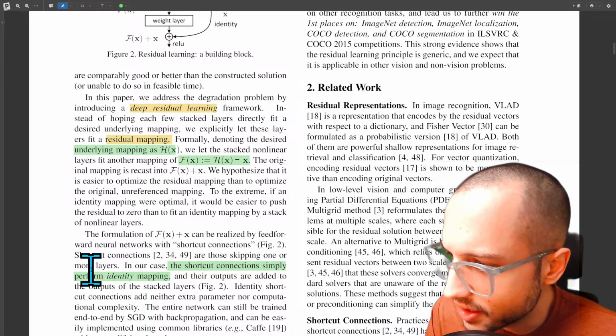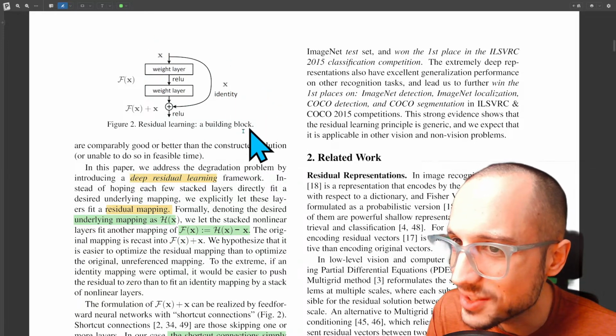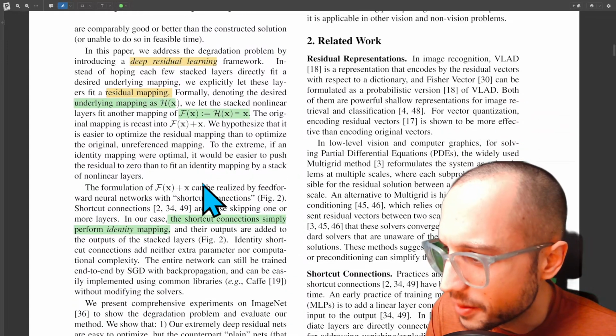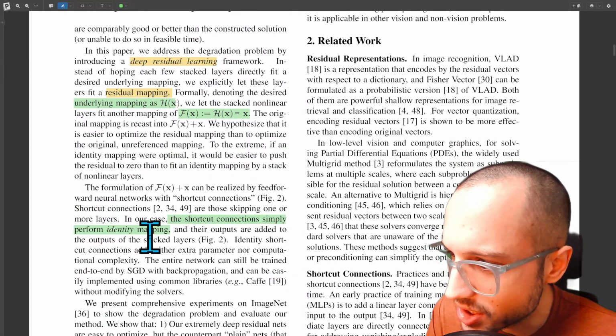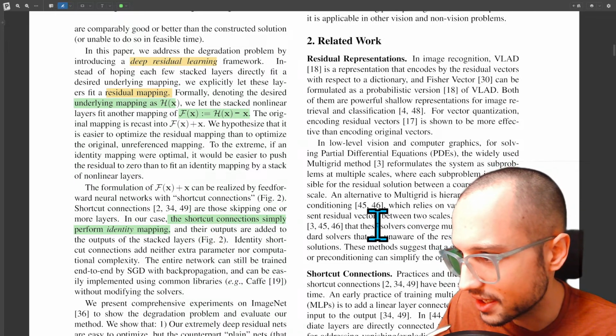Yeah, I don't like the use of identity mapping here. It makes it sound more complicated. You're just not doing anything. That's what it means. You're just taking this x and you're adding it here. But they keep using this identity mapping, which is a needlessly verbose way of saying that it's the same thing.